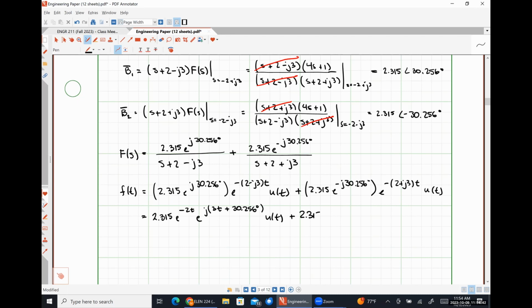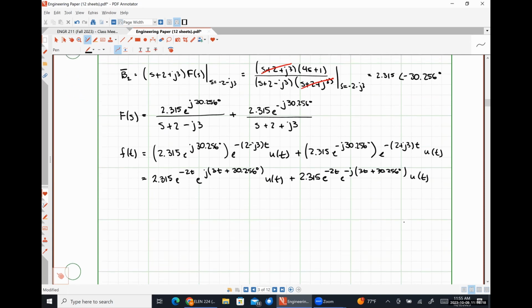Plus 2.315 e to the negative 2t e to the negative j, 3t plus 30.256 degrees, u of t. So if I take the negative j out here, I get positive 3. If I take the negative j out here, I get positive 30. So I wind up getting the same argument on both sides.